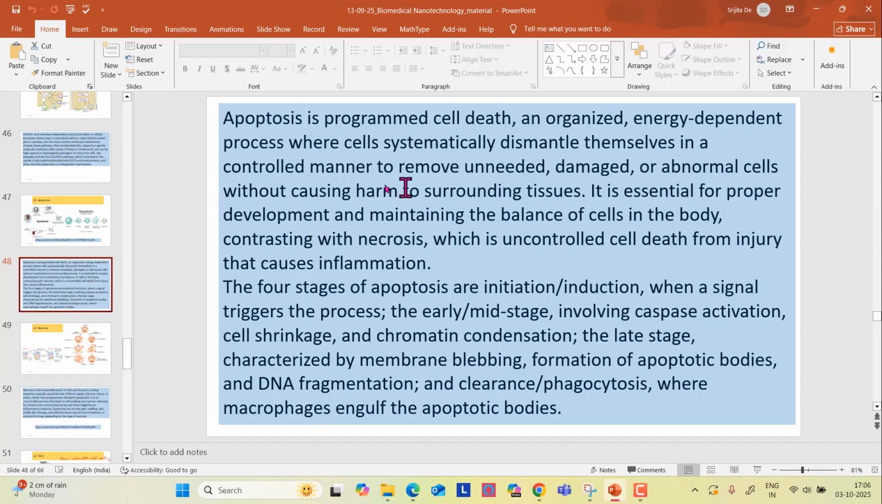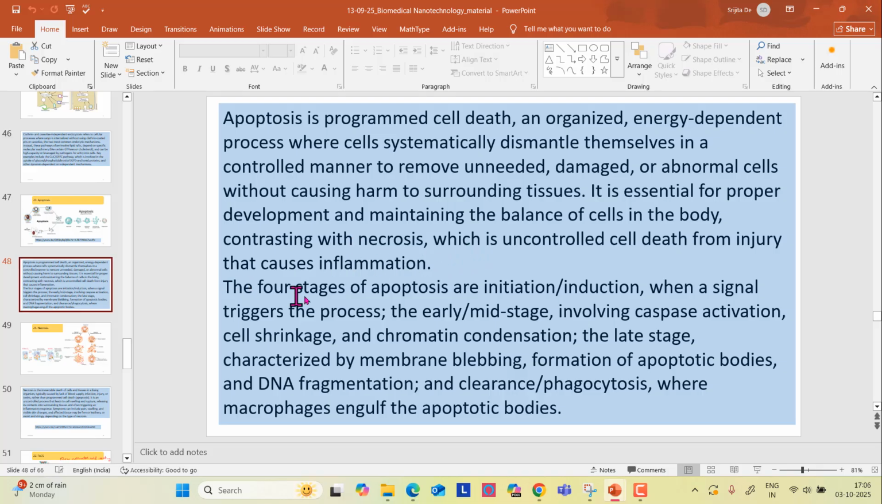So you can just see here, apoptosis is a programmed cell death, an organized energy-dependent process where cells systematically dismantle themselves in a controlled manner to remove unneeded, damaged, or abnormal cells without causing harm to surrounding tissue. So it is good. This type of cell death is good for your body. It is essential for proper development and maintaining the balance of cells in the body, contrasting with necrosis, which is uncontrolled cell death from injury that causes inflammation.